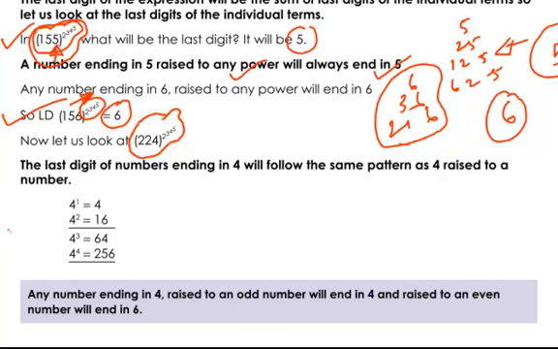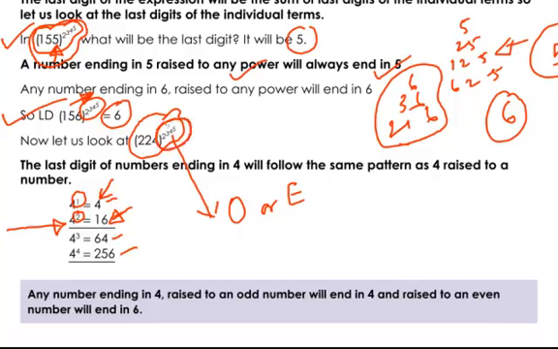So now what happens for the last digit of powers of 4? 4, 16, 4, 6. That is, odd powers of 4 will end in 4 and even powers of 4 will end in 6. Right? So we know that. So now we need to find out if this 2 raised to 3 raised to 4 raised to 5 is odd or even. Will this be odd or even?